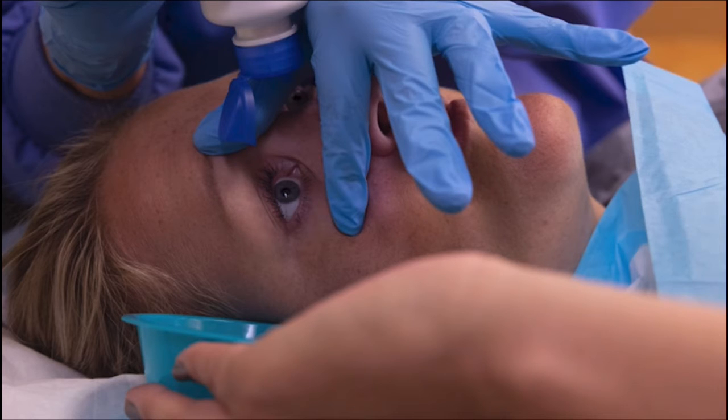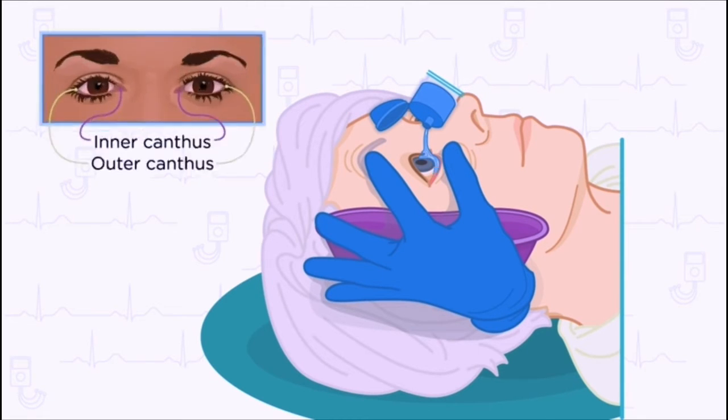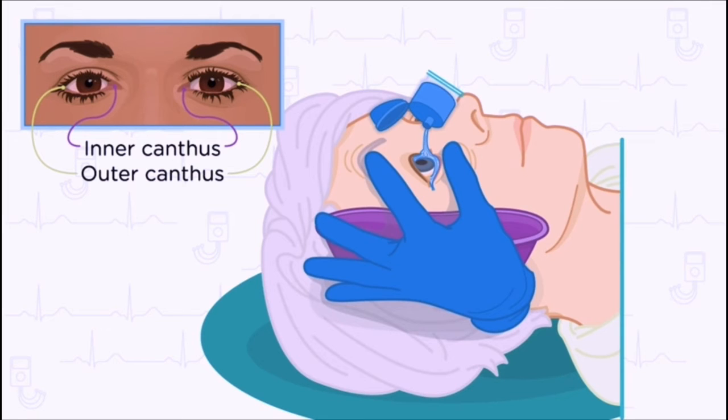Use your dominant hand to hold the bottle of irrigation solution about 1 inch above the eye and near the nose. Begin squeezing the bottle, pointing it towards the lower conjunctiva to allow a steady stream of solution to flow from the patient's inner to outer canthus. Continue squeezing the bottle until the solution is gone, you achieve the desired effect, or the patient is unable to tolerate the procedure.